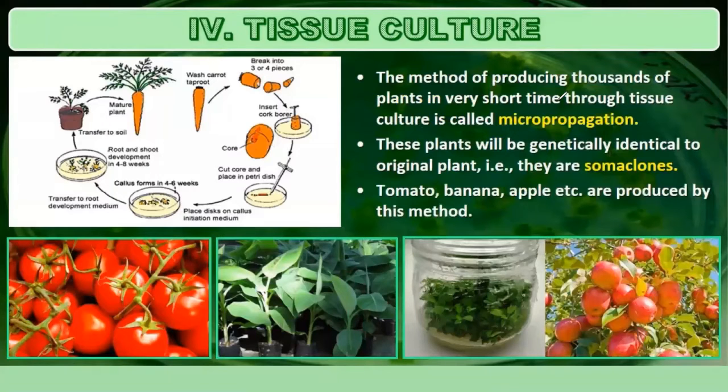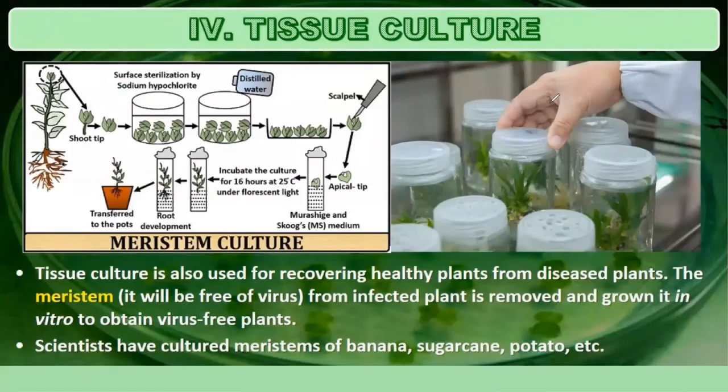The method of producing thousands of plants in a very short time through tissue culture is known as micropropagation. These plants will be genetically identical. That's why they are known as somaclones. Tomato, banana, apple, etc. are produced by this method. There are different types of tissue culture. One by one we will learn them.